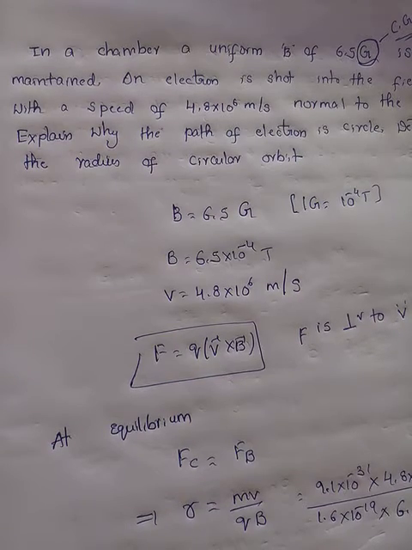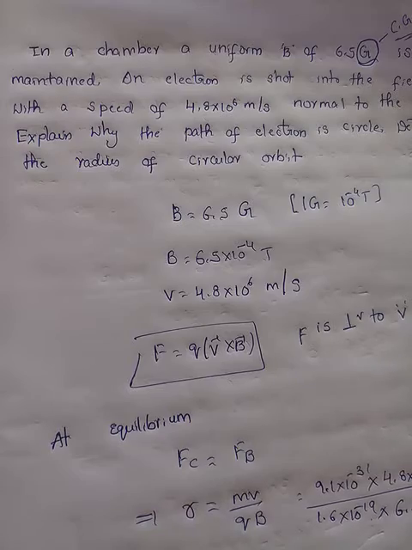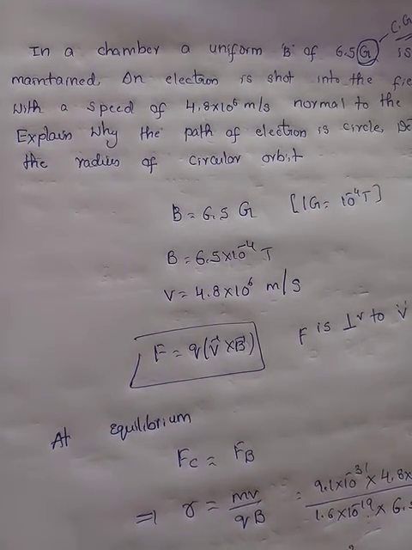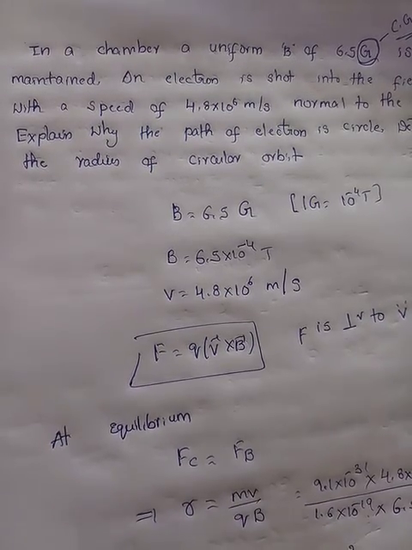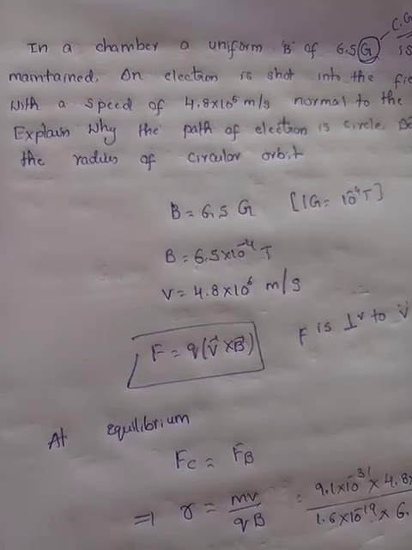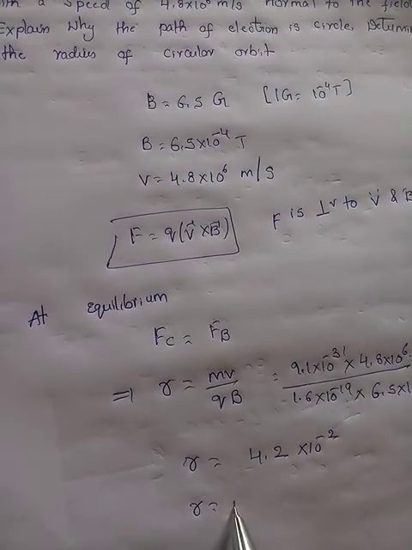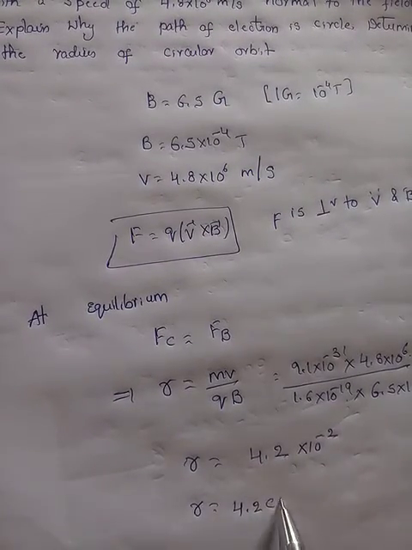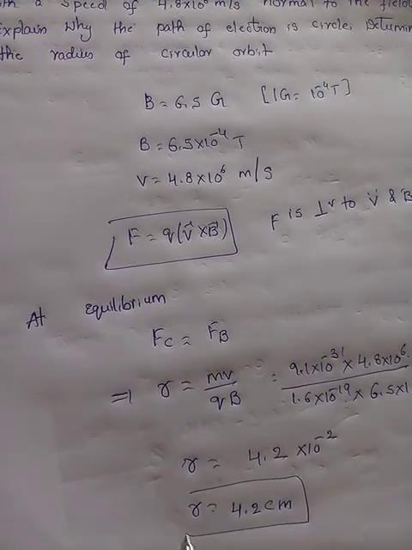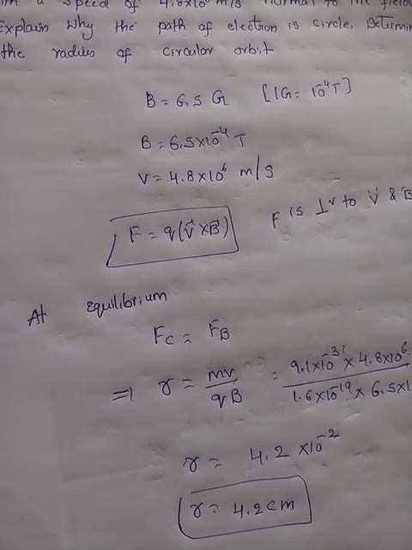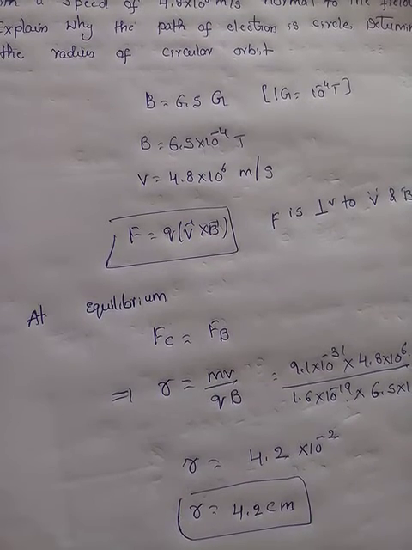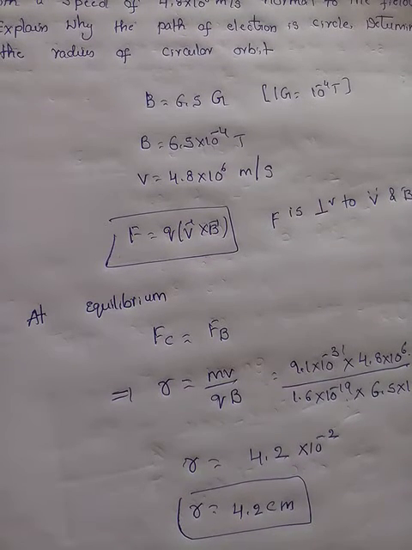If you calculate the powers, -31 plus 6 minus -25, you get 10^-2, and calculating all these things you get 4.2. So the radius of the circular orbit it is going to make is what? 4.2 centimeters. So this is the way to calculate the radius of the circular orbit of a particle moving in a perpendicular magnetic field.